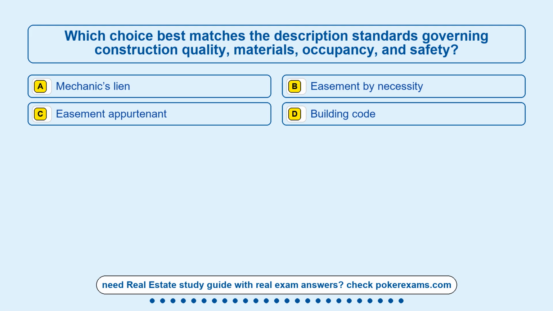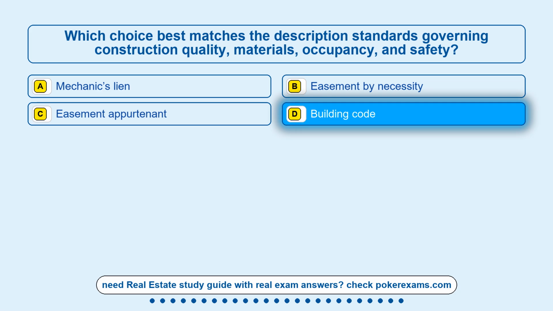Which choice best matches the description: standards governing construction quality, materials, occupancy, and safety? Option A, mechanics lien. Option B, easement by necessity. Option C, easement appurtenant. Option D, building code. The correct answer is option D, building code.